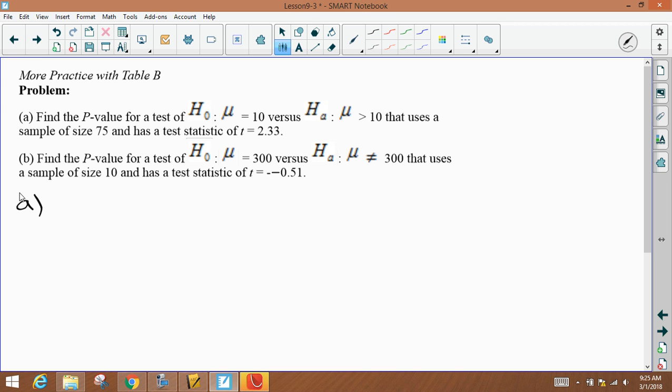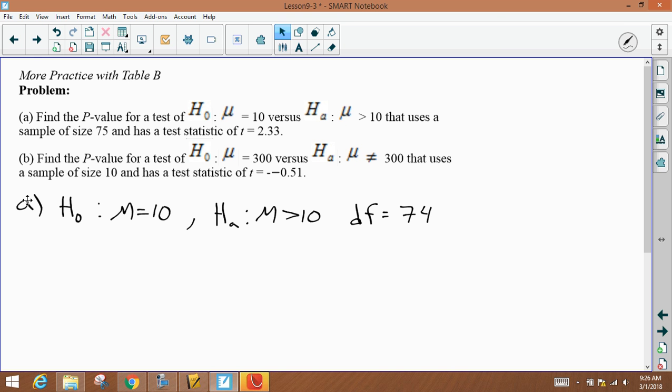We're going to find the p-value for a test of, and it's hard to see. Our null hypothesis is that mu is equal to 10, and our alternative hypothesis is that mu is greater than 10. Our sample size is 75, so we have how many degrees of freedom? 74. So let's go ahead and actually use the table, and then we'll also do it on the calculator.